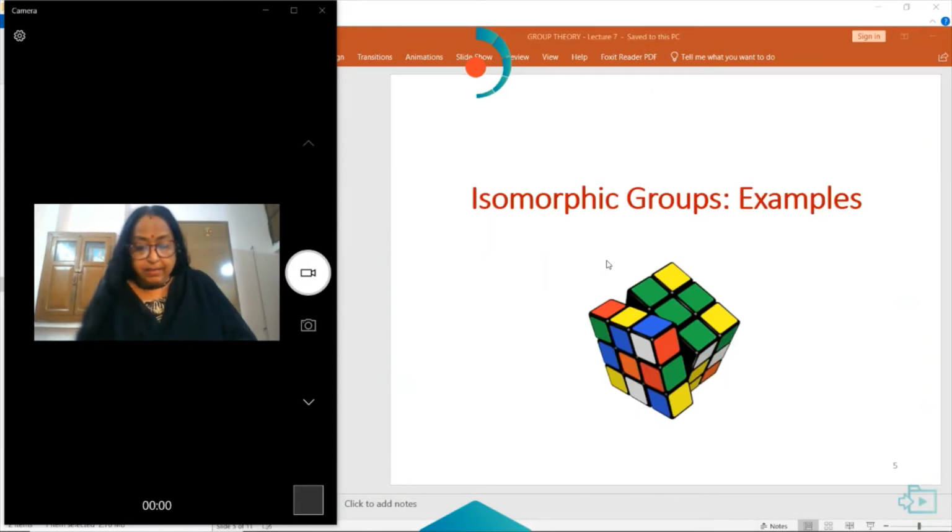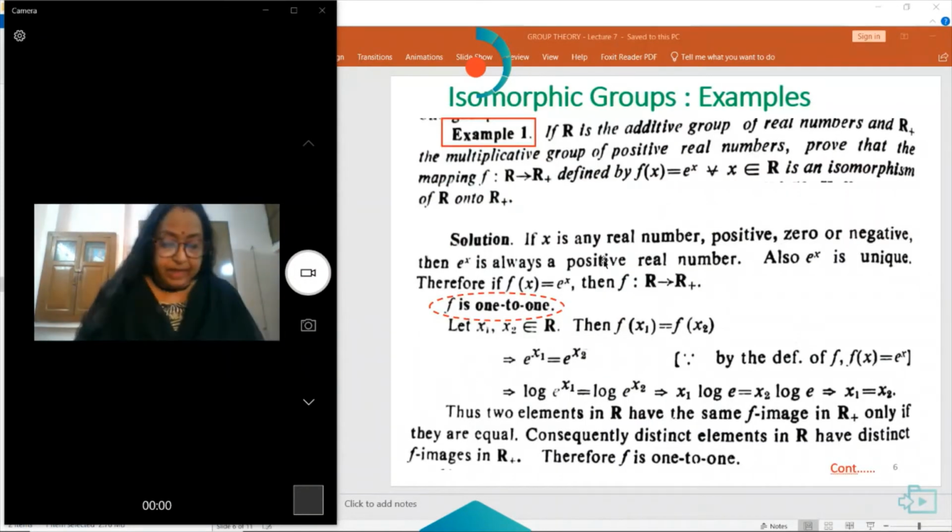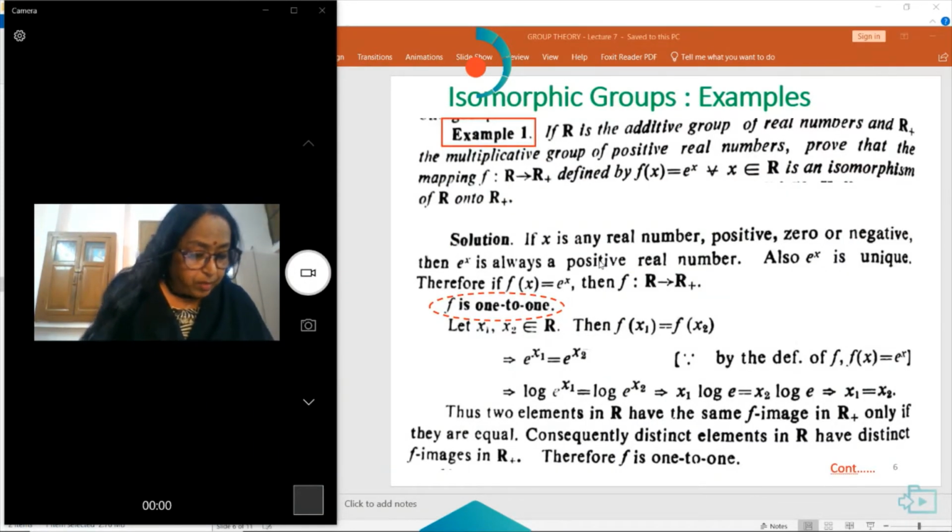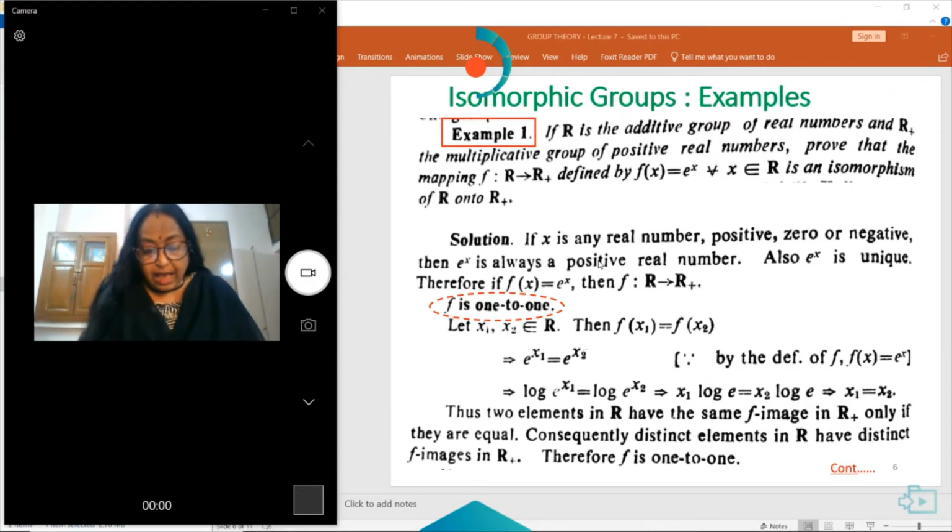Now examples. Take some example. Let R be the additive group of real numbers and R plus the multiplicative group of positive real numbers. Prove that F, a mapping from R to R plus defined by f(x) is equal to e to the power x for every x belongs to R, is an isomorphism. That is, R is isomorphic to R plus.